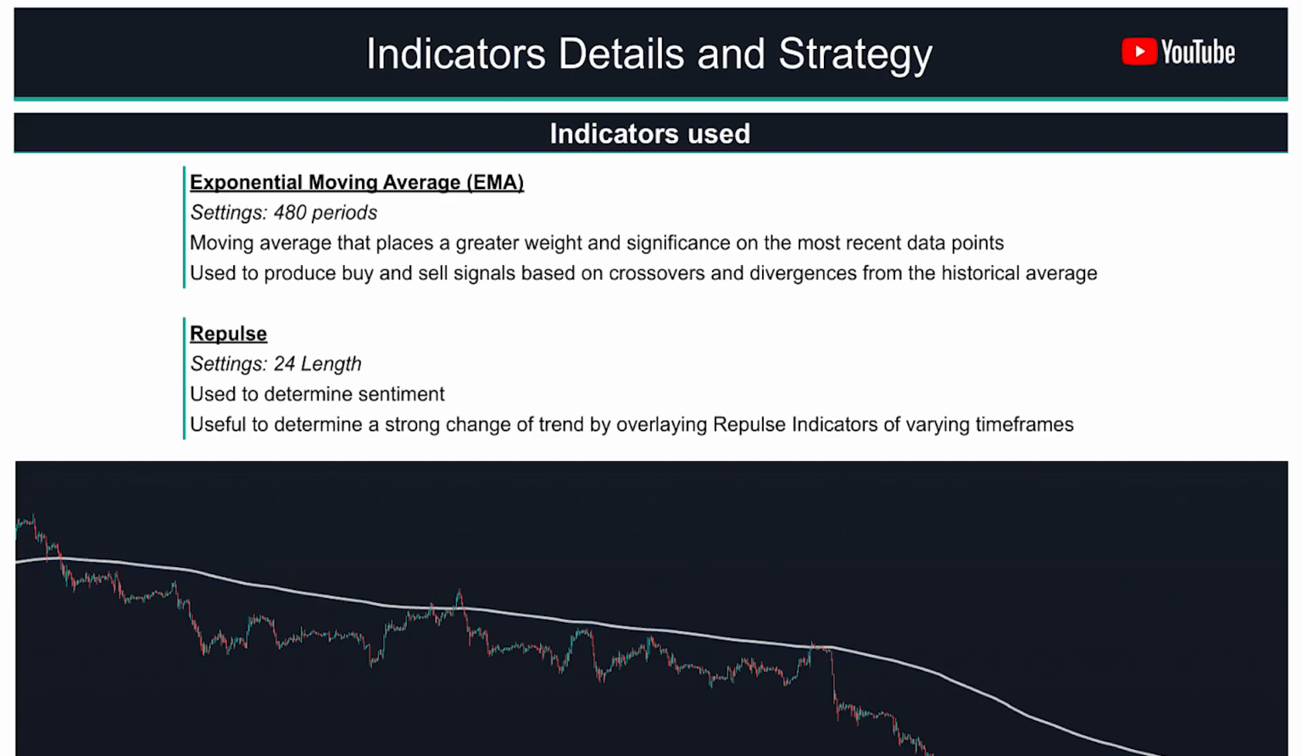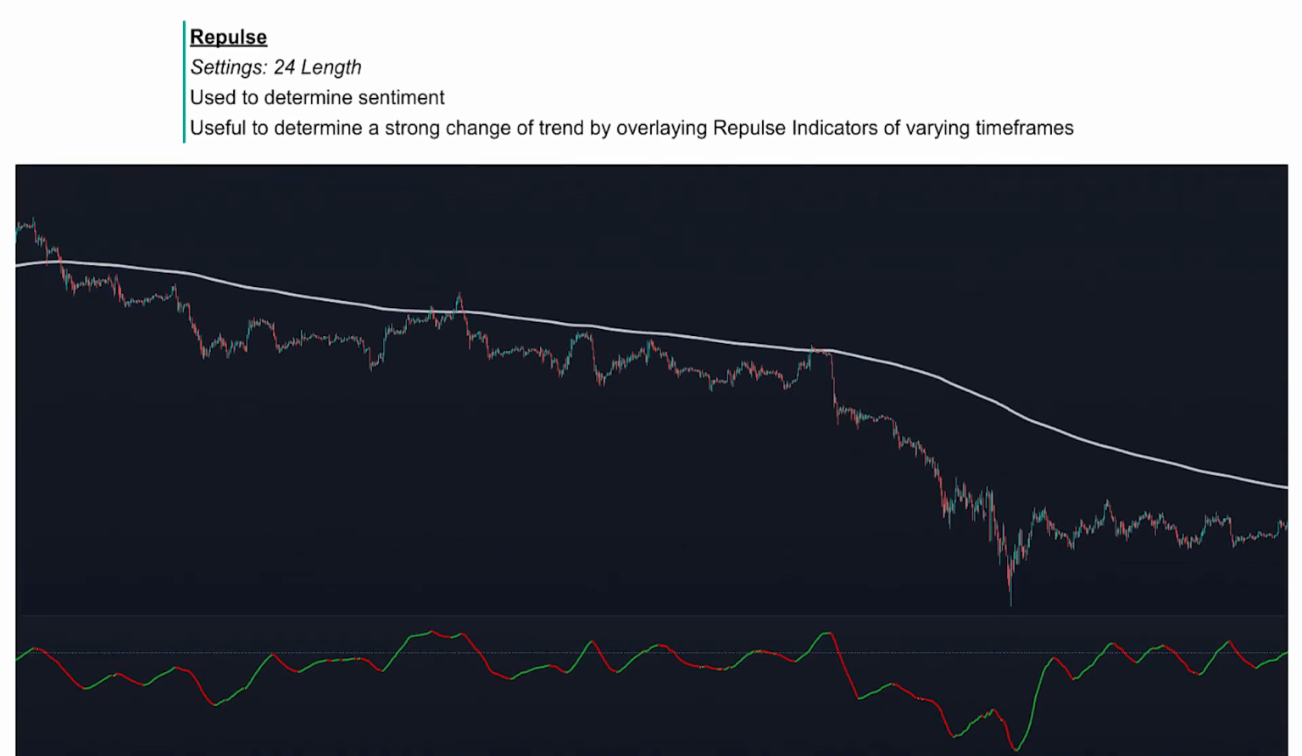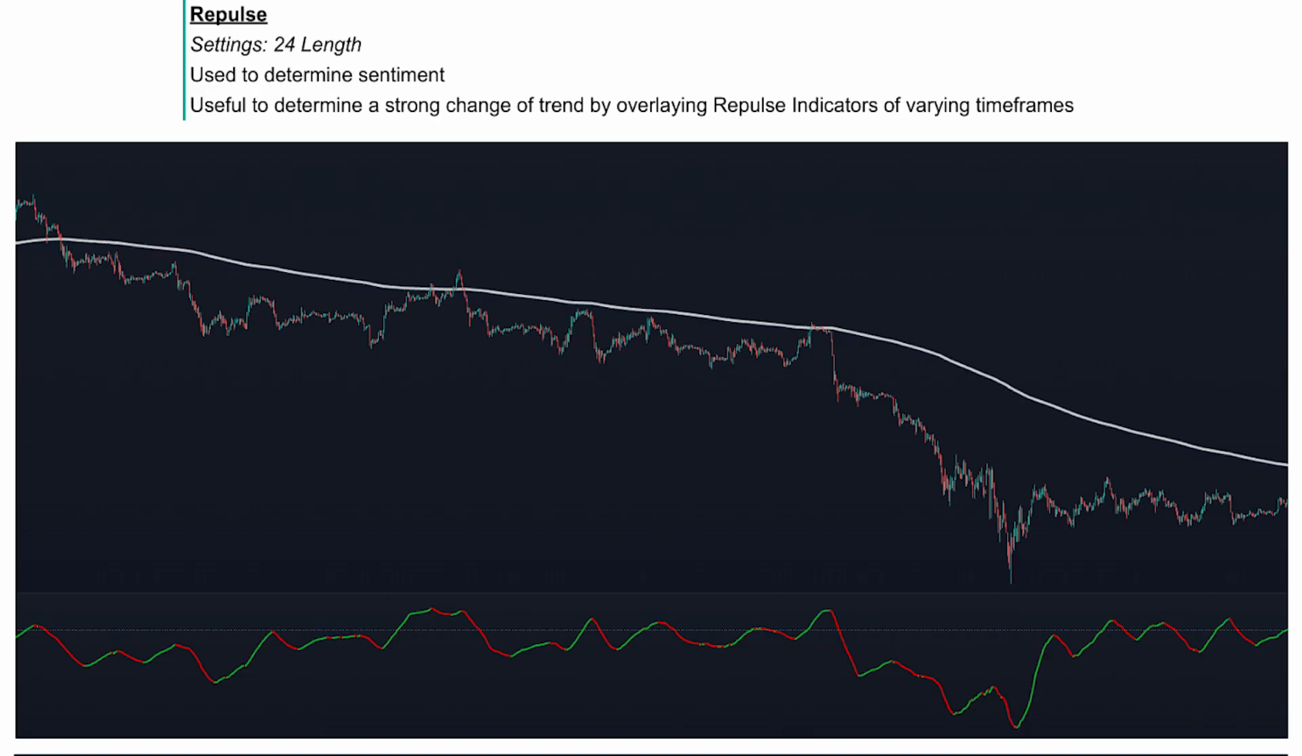The repulse indicator is used to determine sentiment. When the repulse indicator is trending upward, it reflects increasingly positive bullish sentiment, and when trending downward, it reflects increasingly negative bearish sentiment in the underlying market. It can be used to determine a strong change of trend by overlapping repulse indicators of varying timeframes, such as 5 or 10 periods. When the fast, shorter period crosses the slower, longer period of the repulse indicator, it can be a signal of a strong directional move.